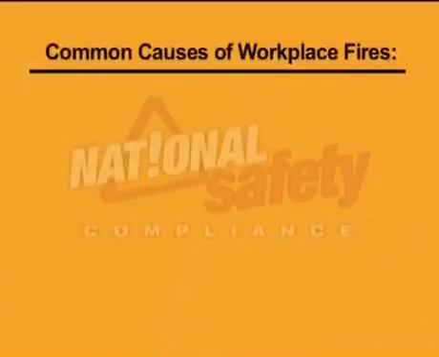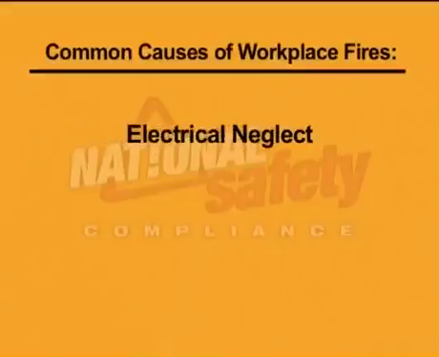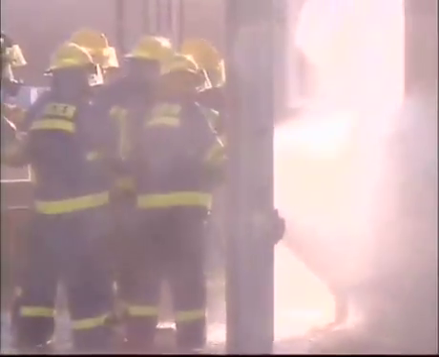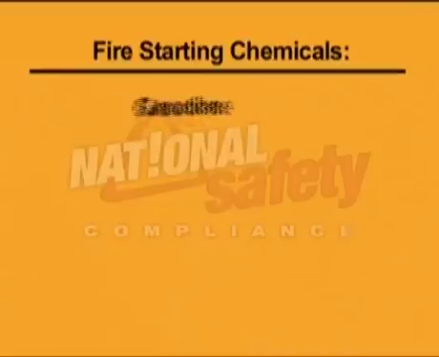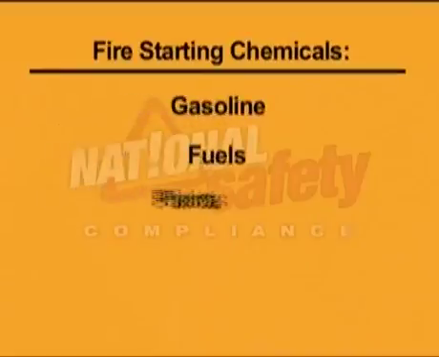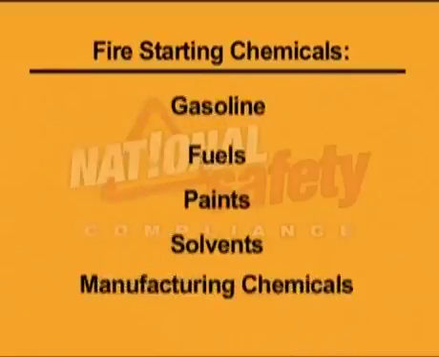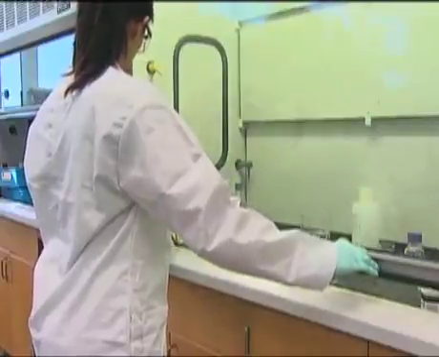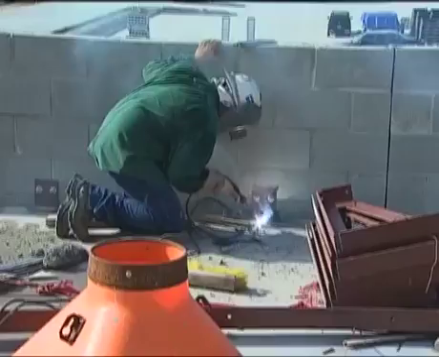plan with you verbally. Some common causes of workplace fires include electrical neglect and misuse of wiring and electrical appliances, especially with the operation of space heaters. The use of certain chemicals in your workplace can result in the starting of a fire. These chemicals include gasoline, fuels, paints, solvents, and manufacturing chemicals. Always use these chemicals in well-ventilated areas and keep them away from heat and objects that can create sparks.